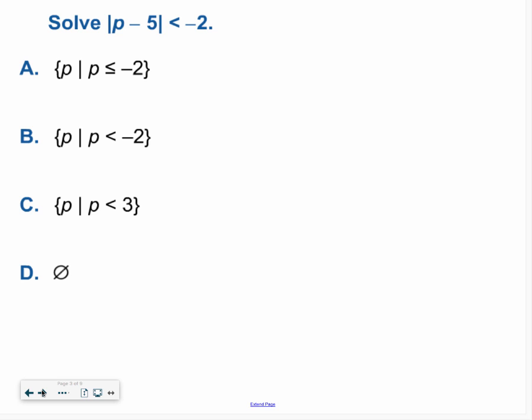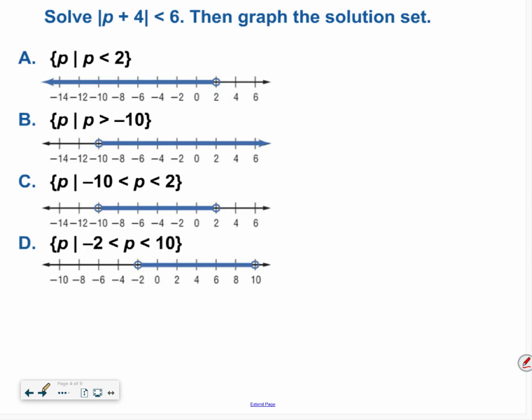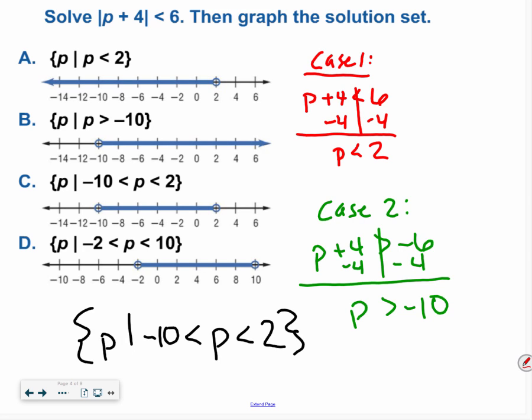Why don't you go ahead and try to solve this first one on your own? Hopefully you realized that this was a positive is less than a negative situation, so there is no solution. Go ahead and try this next one on your own. Hopefully for this second one, you determined that our answer is going to be letter C: negative 10 is less than P is less than 2. If you have questions about that, be sure to ask.